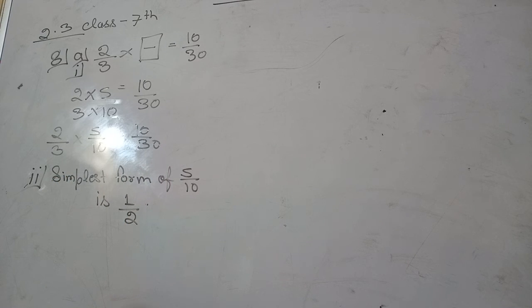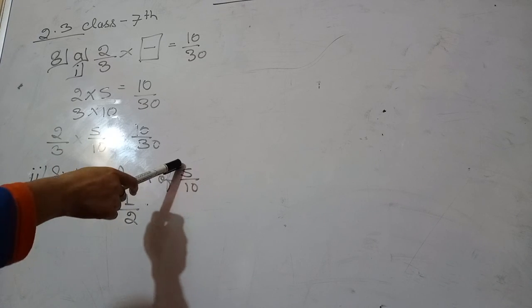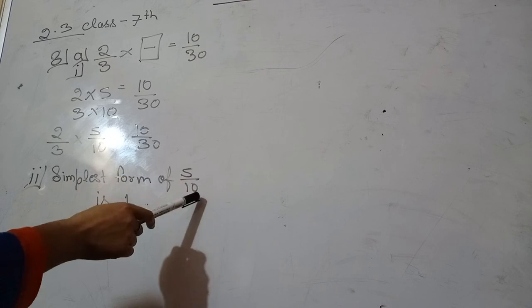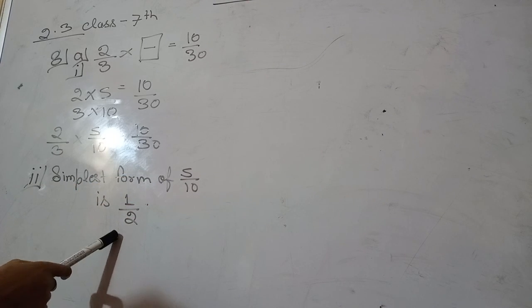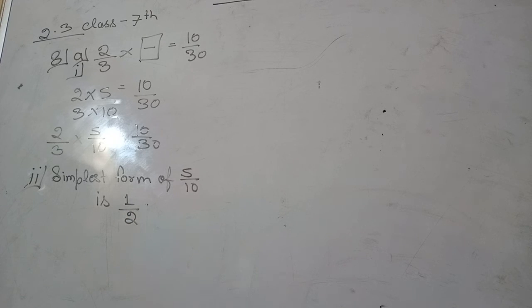In the second option, we have to simplify the obtained number. What is the obtained number? That is 5 by 10. Both come in the table of 5, so we can simply divide by 5. 5 ones are 5 and 5 twos are 10. So what is the simplified form? The simplest form is 1 by 2. So this is how you have to solve all the options of this question.